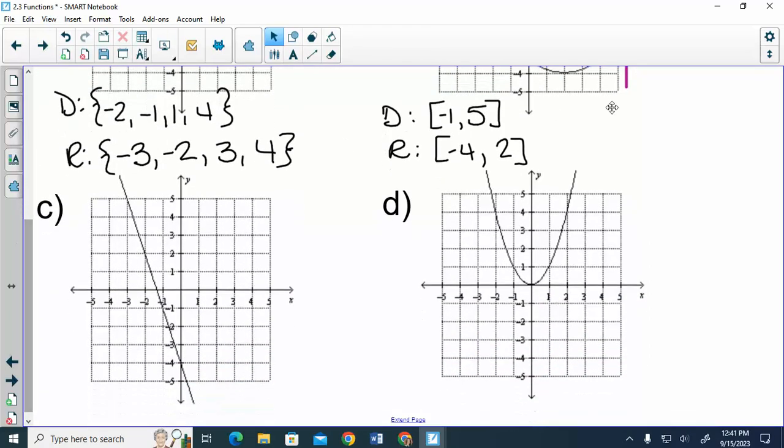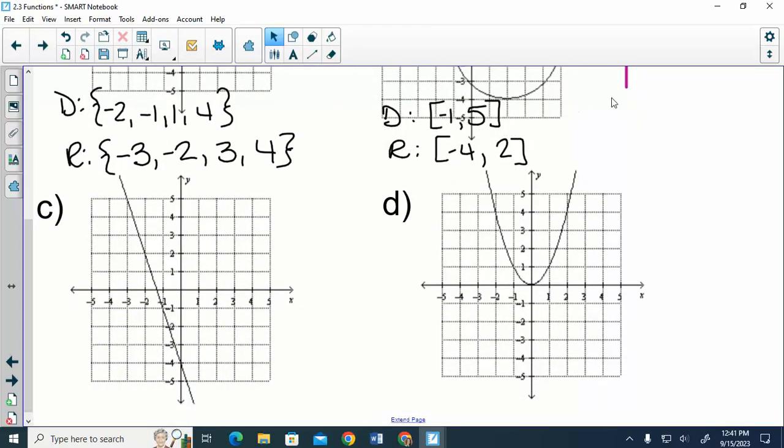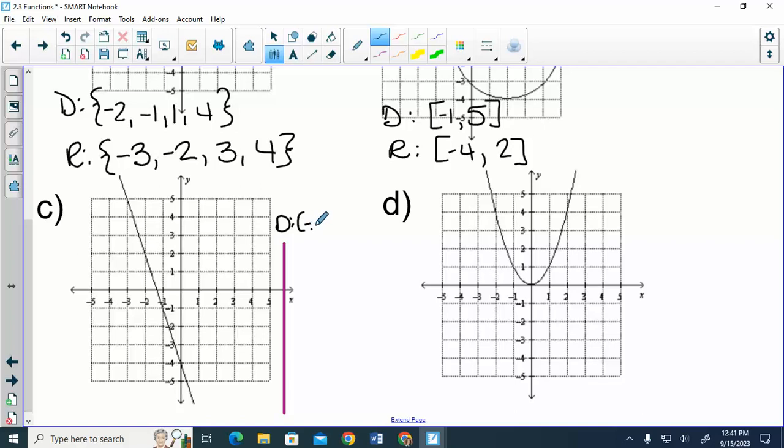So my domain. We have to think about as we go from left to right. This line keeps going forever. Is there anything we don't hit? No. So what do we put for the domain? Range is your y. So keep in mind, this end's going down and that end's going up. So what do we hit for the y's? Infinity always gets parentheses.